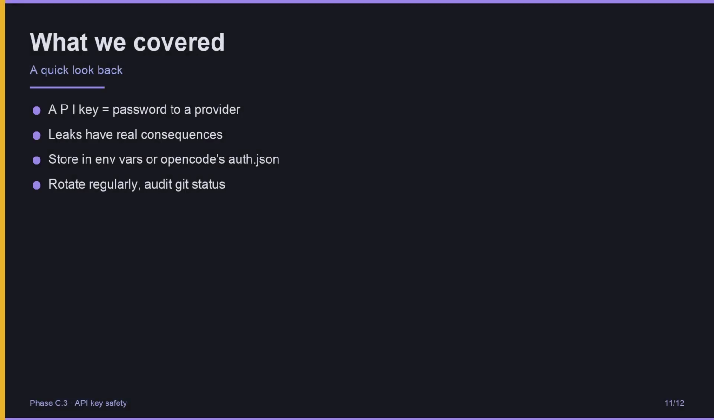Quick recap. An API key is your password to a provider. Leaks have real consequences: charges, exposure, suspension. Store keys in environment variables or OpenCode's auth.json. Rotate regularly. Audit git status before every commit.